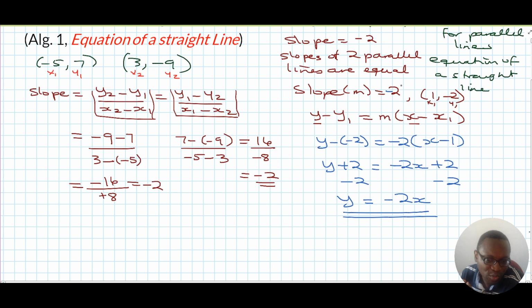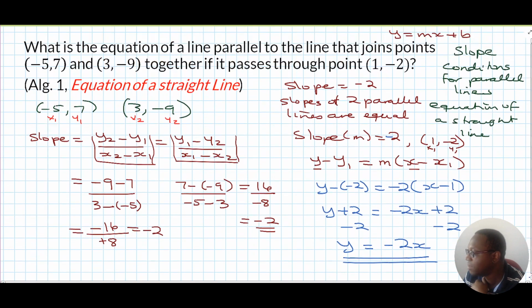Does everyone understand the process that I'm following to get to the equation of the line? So let me just recap. When you have a question like this, the first thing you want to do is find out the slope of the line that you're given. So we have a line that joins these 2 points together. So we want to find out the slope of that line.